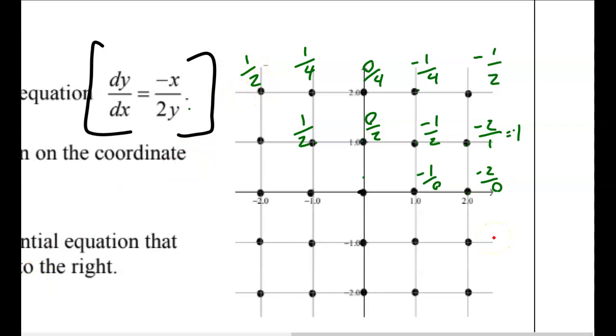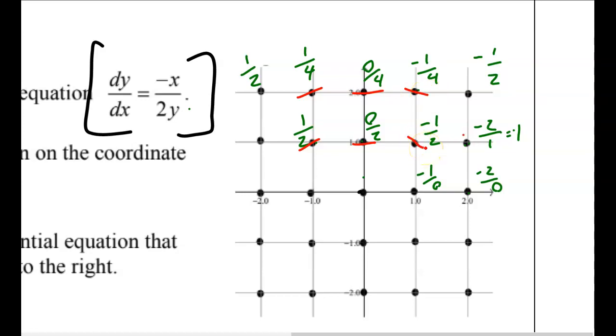Then what I can do is sketch little line segments with roughly the correct slope. So 1 half should be less than 45 degrees, but not horizontal. We're going uphill since it's positive. Let me go a little bit flatter. It should be pretty flat. 1/4 is going to be even flatter. 0 is obviously going to be horizontal. Negative 1/4 should be about as flat as 1/4, but going the other way, going down.